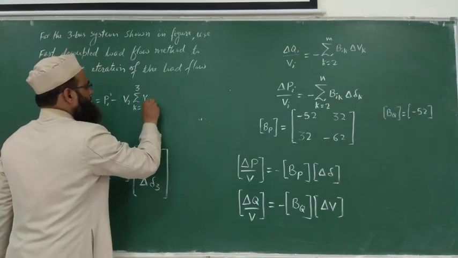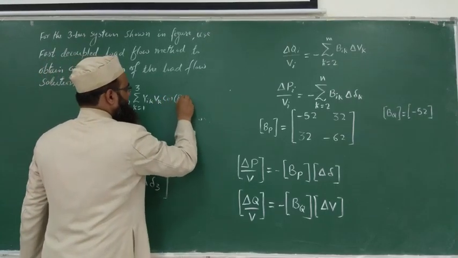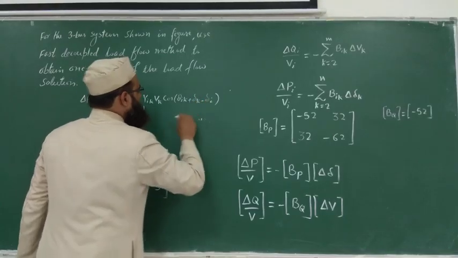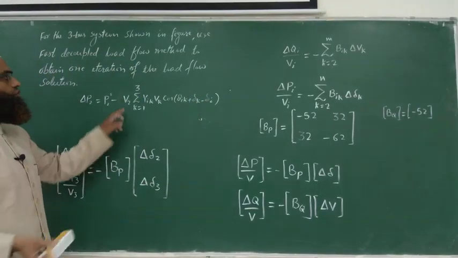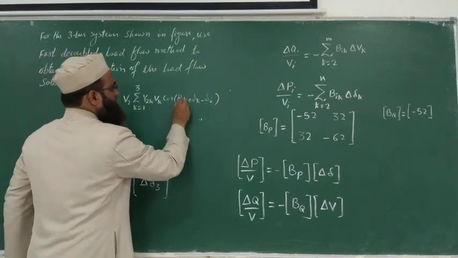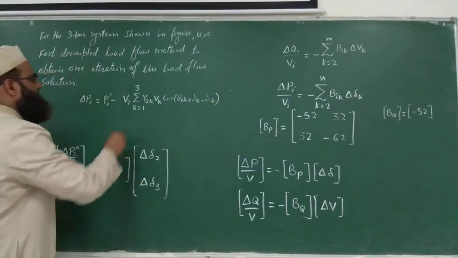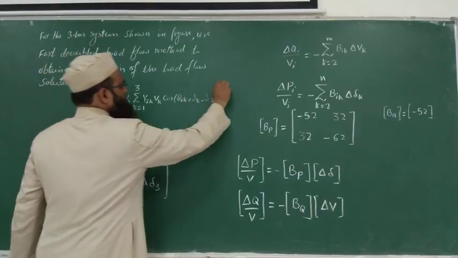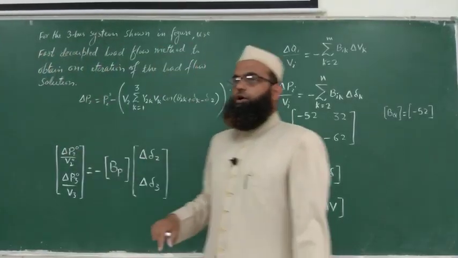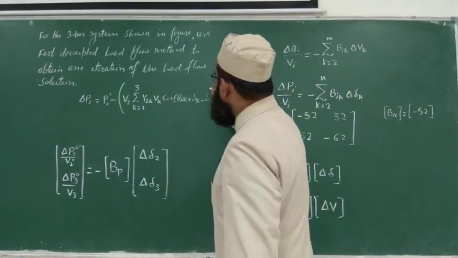Y2K Vk cos of theta 2K plus delta K minus delta 2. So you are writing for I is equal to 2. So everywhere I will be 2 here. Just check it. So this is the value of P2. So in order to get del P2 0, you will substitute the initial values of the variables, that is delta 2 0.